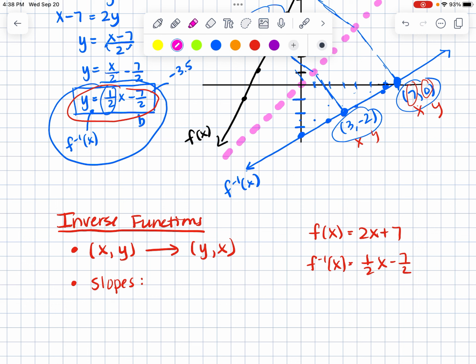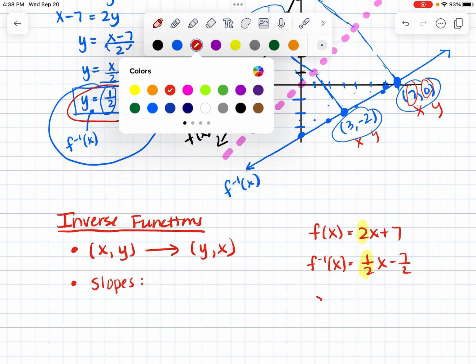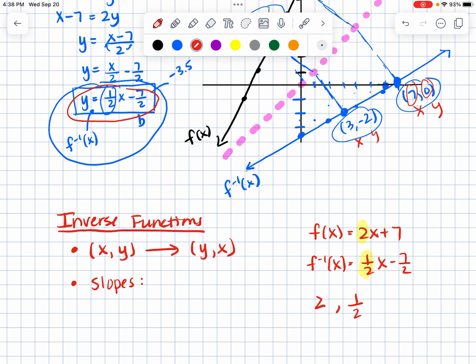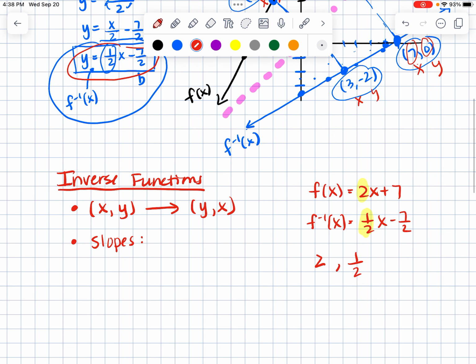Okay, so look at their slopes. Let's check out their slopes. The slope of f of x was 2. The slope of f inverse of x was 1/2. So think about this mathematically. How are 2 and 1/2 related to each other mathematically? What do you guys think? They are reciprocals of each other. Okay, so how are the slopes related? So the slopes are reciprocals.